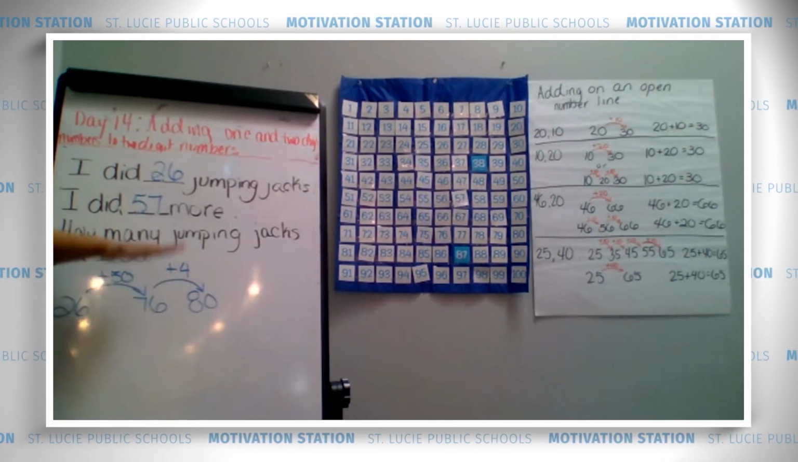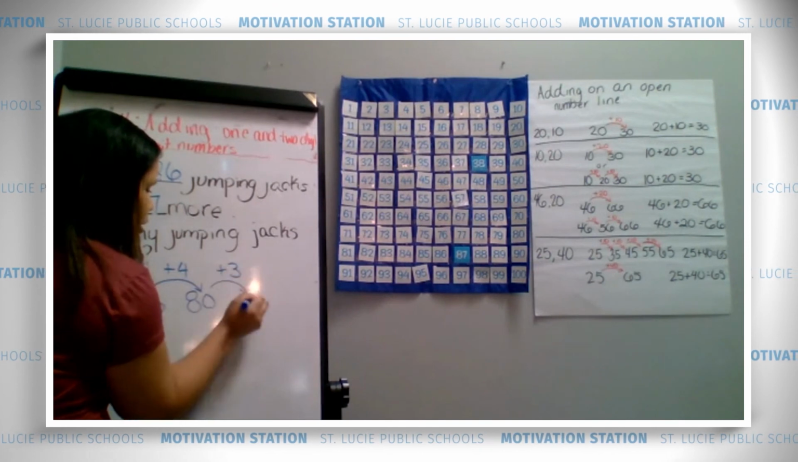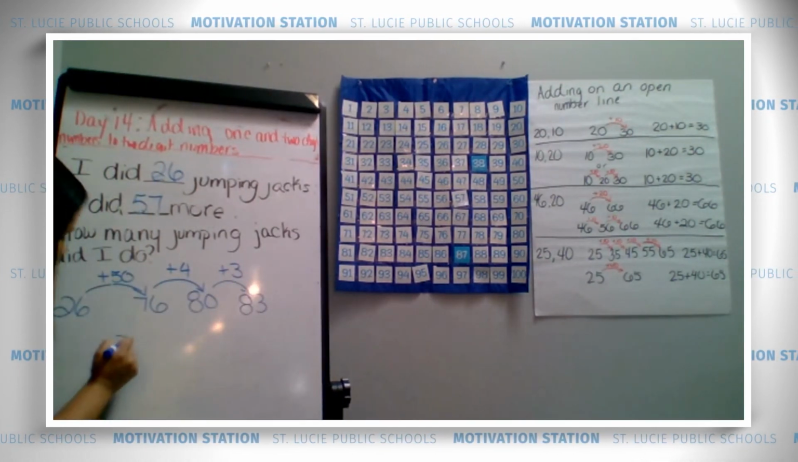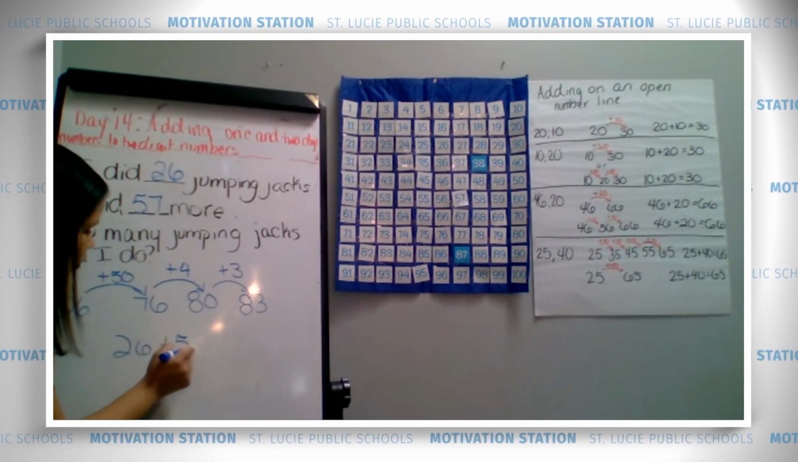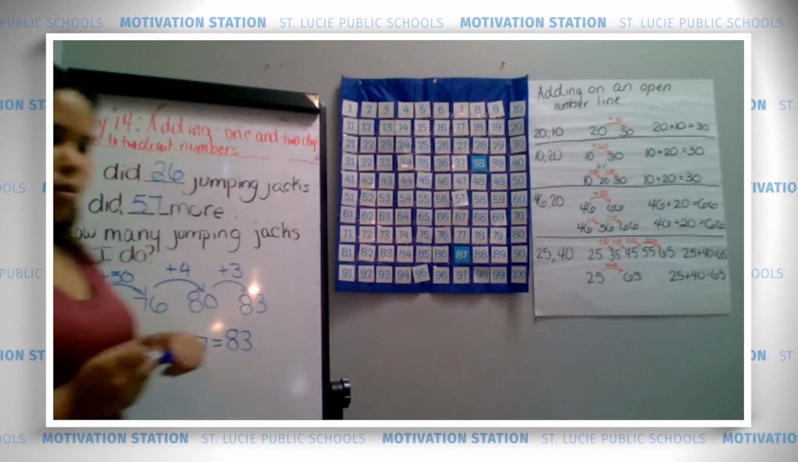Now that I've used 4 out of this 7, I have 3 left. So plus 3 equals 83. So 26 plus 57 equals 83.